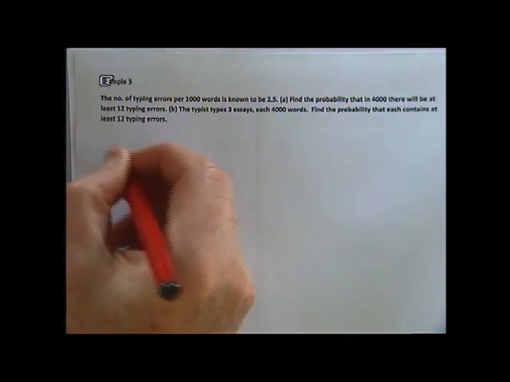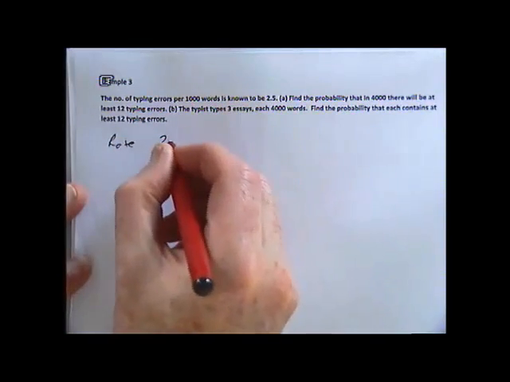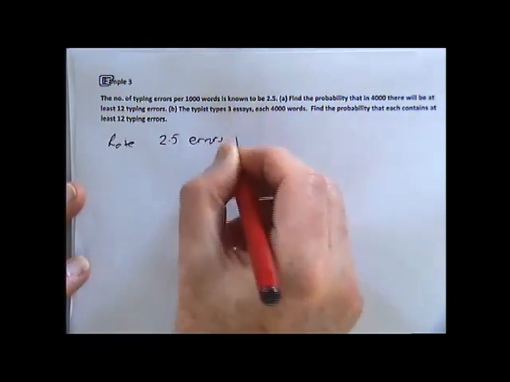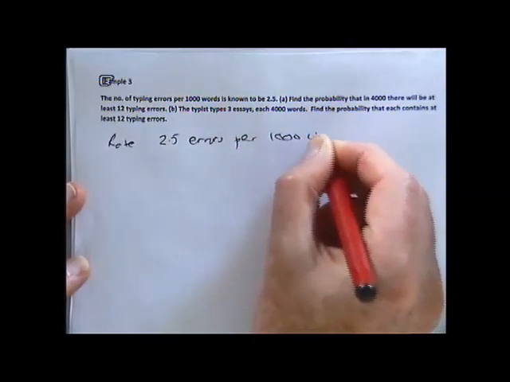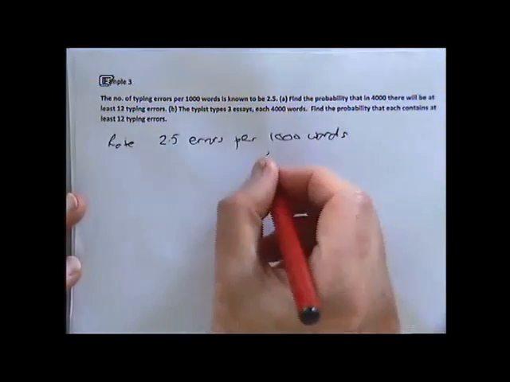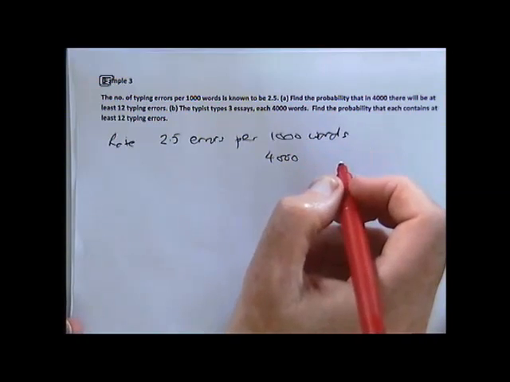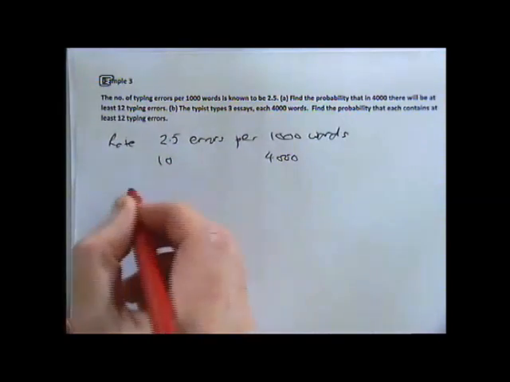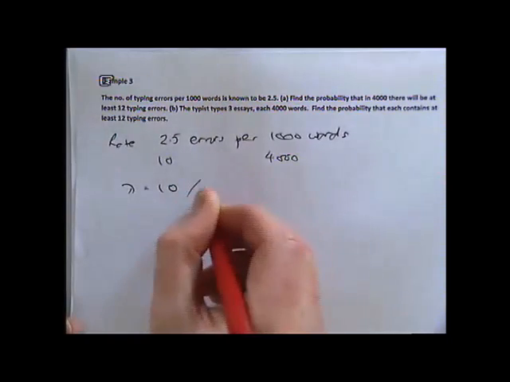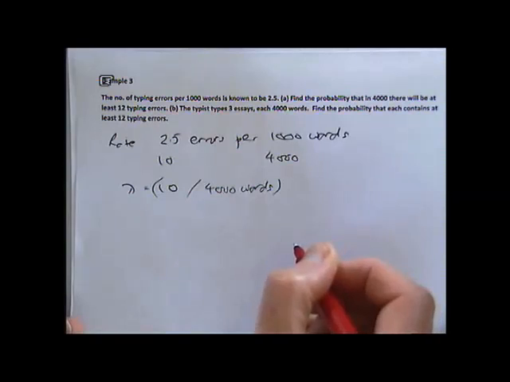First off though, what is our lambda going to be? What is our rate going to be? Well, we know, to start off with, it's 2.5 errors per 1,000 words. These essays that they're doing are 4,000 words. Scale it up. How many errors would you expect? 10. Yep. So we'll have lambda is 10 per 4,000 words. Okay, didn't really need those brackets there, don't know why I wrote that down.